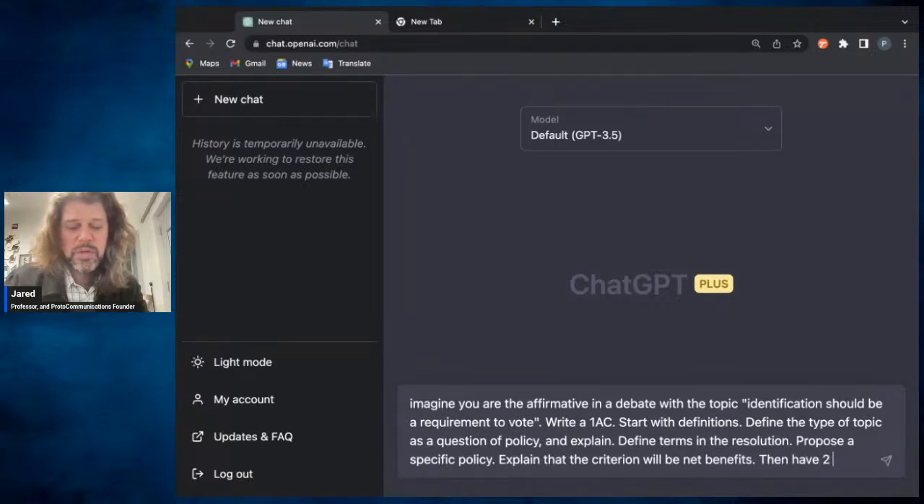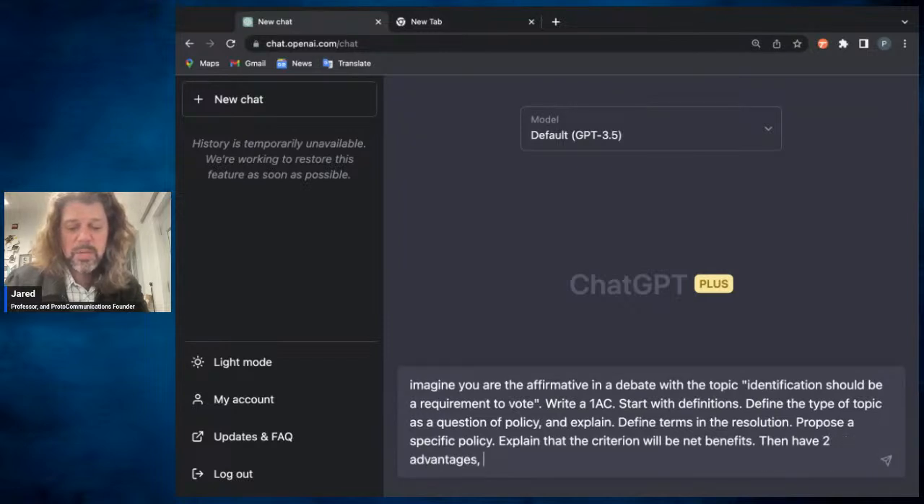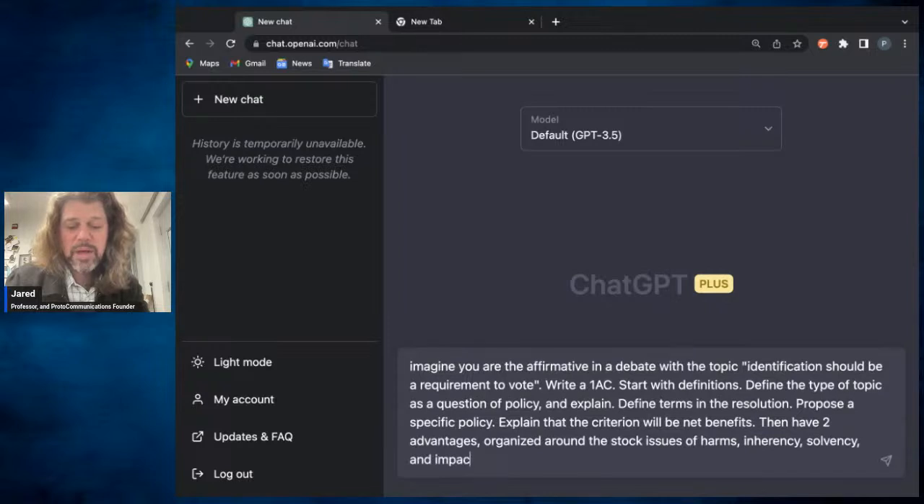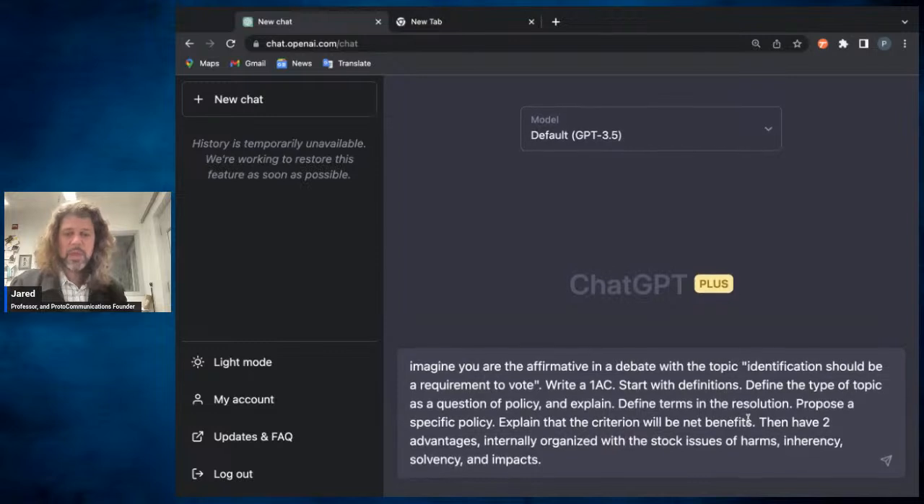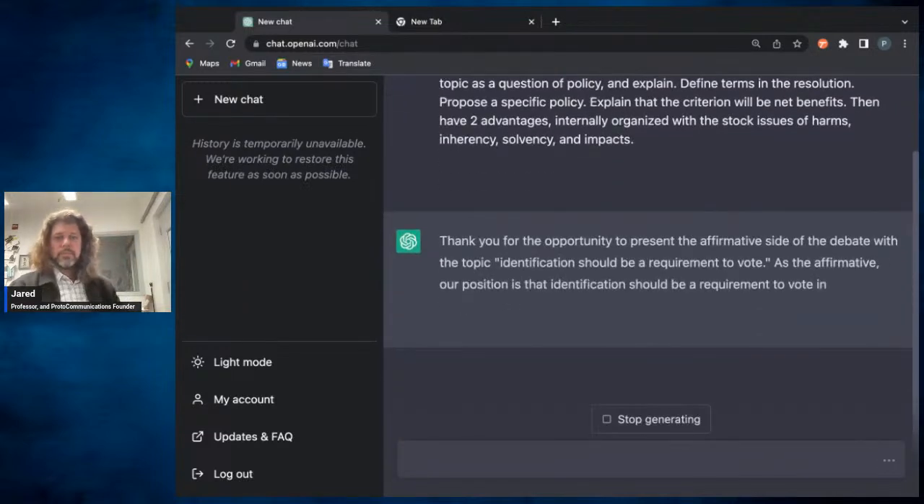Then have two advantages organized around the stock issues of harms, inherency, solvency, and impacts. I'm going to put internally organized with the stock issues of harms and inherency. See that? All right, nice specific thing. Please, you know what? I'm going to make sure that that's saved here, and now we're going to submit that.